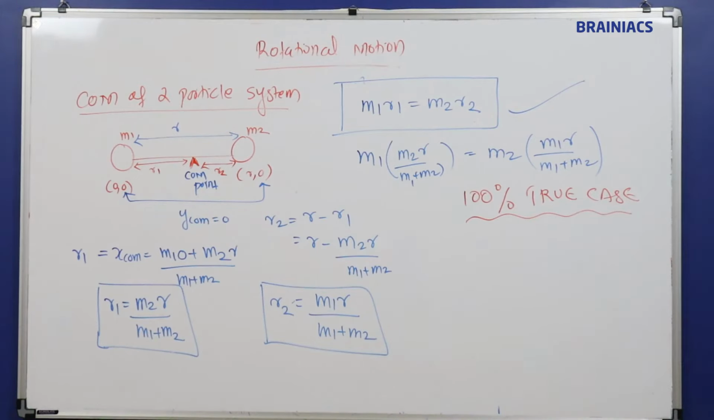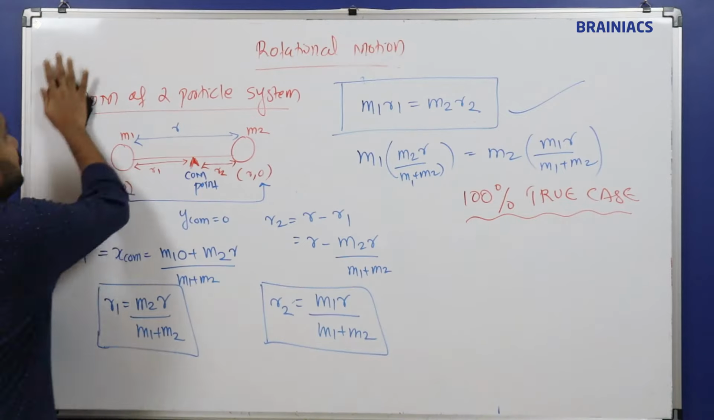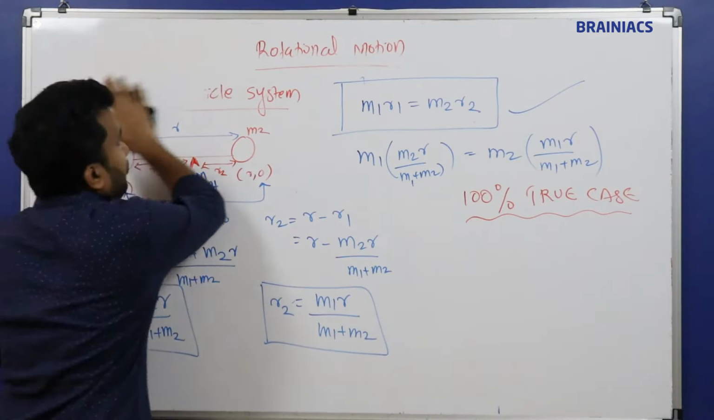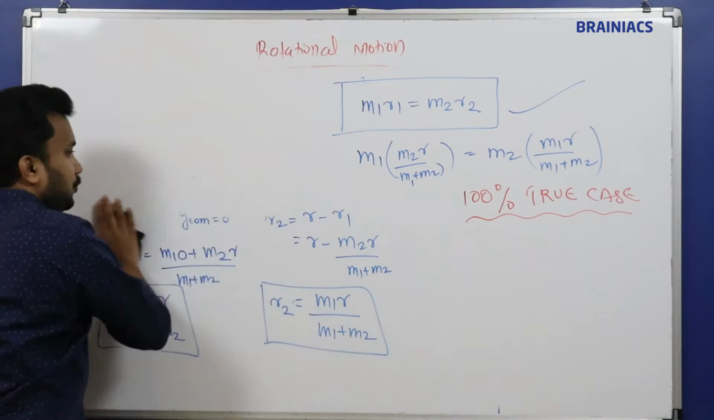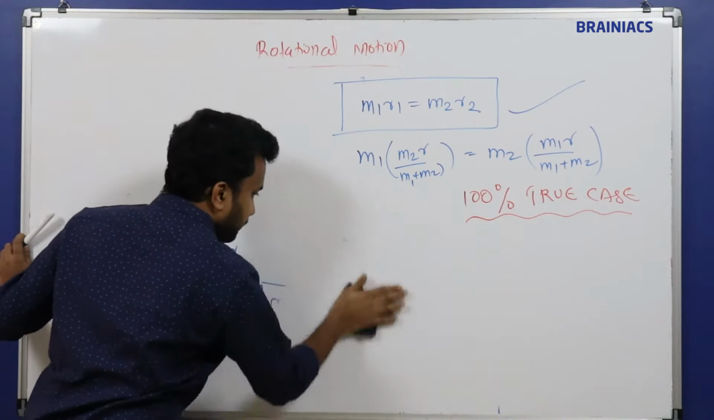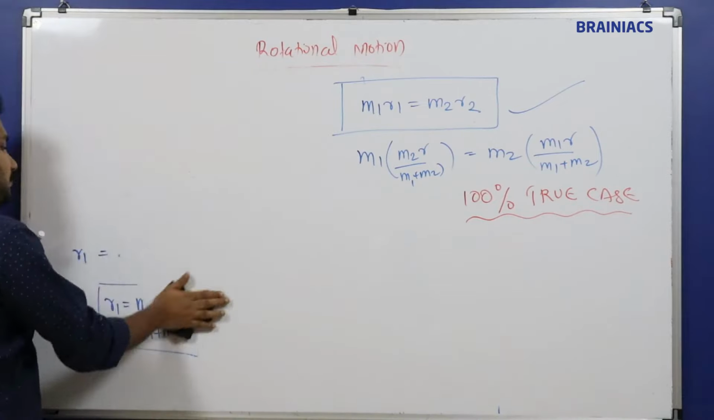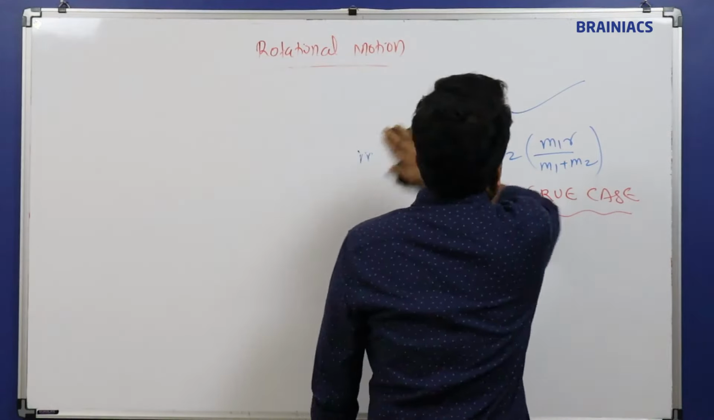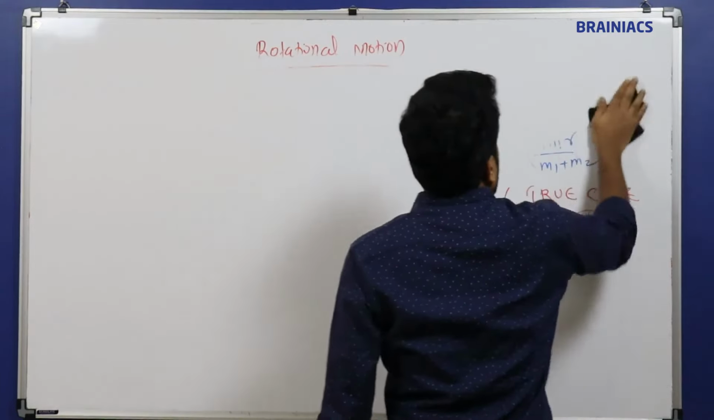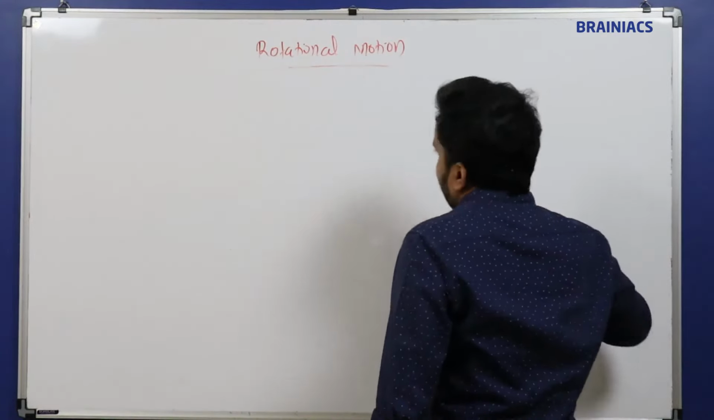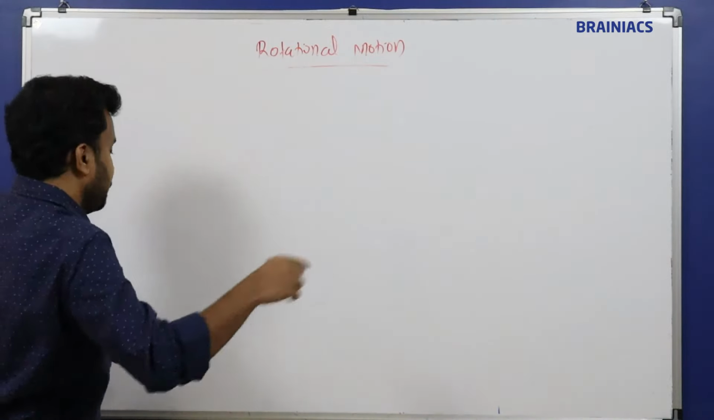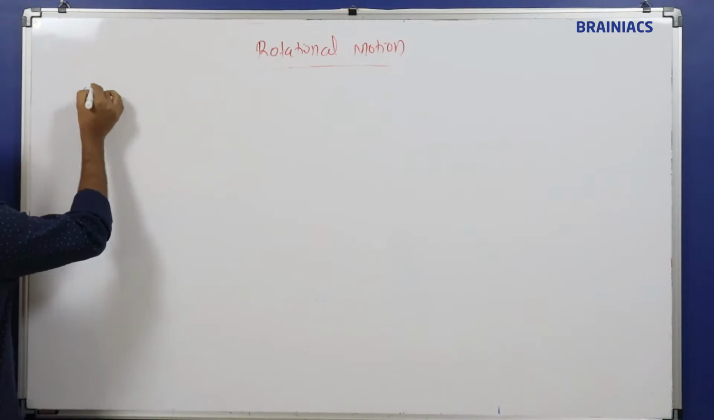Let me clean the board and then we'll start to do the questions. Center of mass of a two particle system, so two particle system examples. We'll do a couple of examples, then it will be very clear to you. These are real neat questions only, not ones I have derived from somewhere. Listen to the board very carefully. We will do some questions.